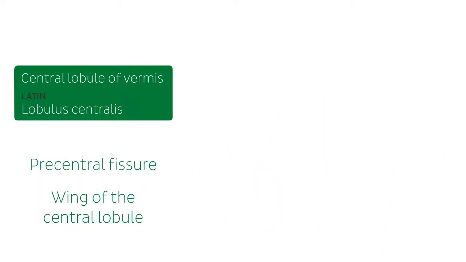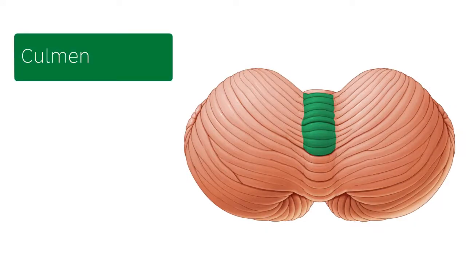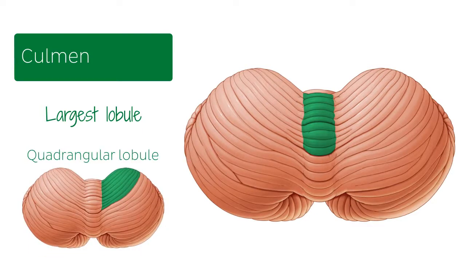The next structure we're going to be highlighting is known as the culmen, and this is the third and largest lobule of the upper portion of the vermis on the superior-inferior axis. It is separated from the next lobule, the declive, by the primary fissure and is related with the quadrangular lobule, which you see here highlighted in green on this image.